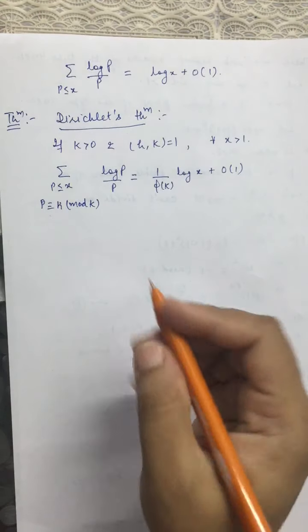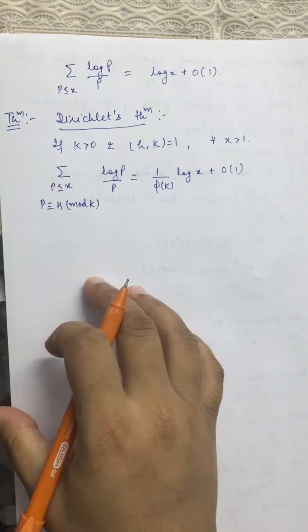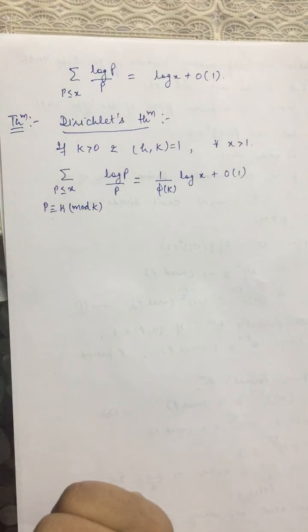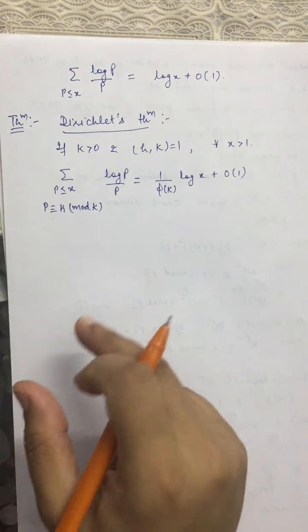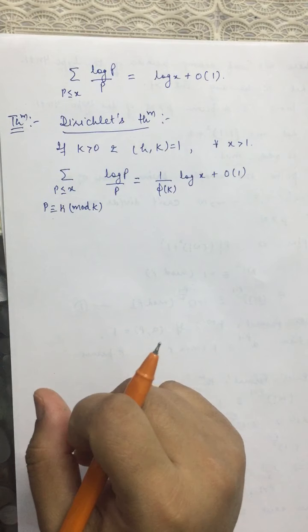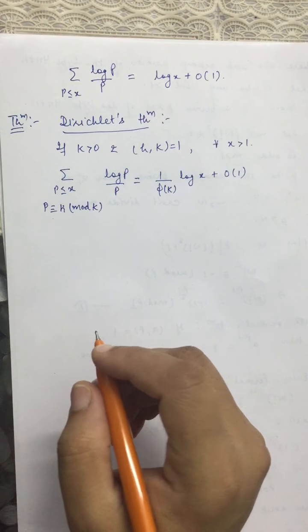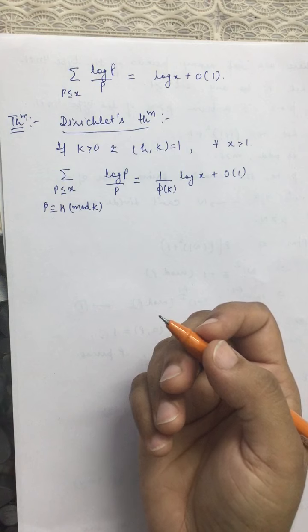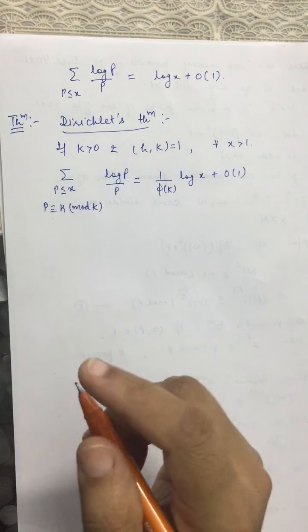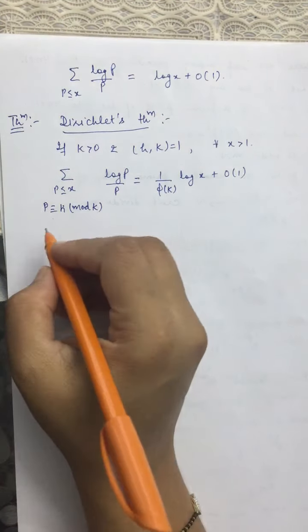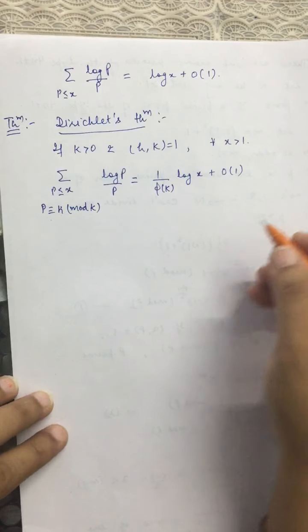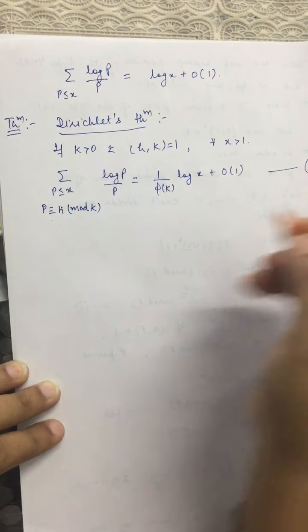Now throughout this theorem, we will assume that k is a fixed integer, h is a fixed integer which is co-prime to k, and we have phi k Dirichlet characters modulo k, denoted by chi1, chi2 up to chi phi k. So this is our theorem. Let us call this equation 1.